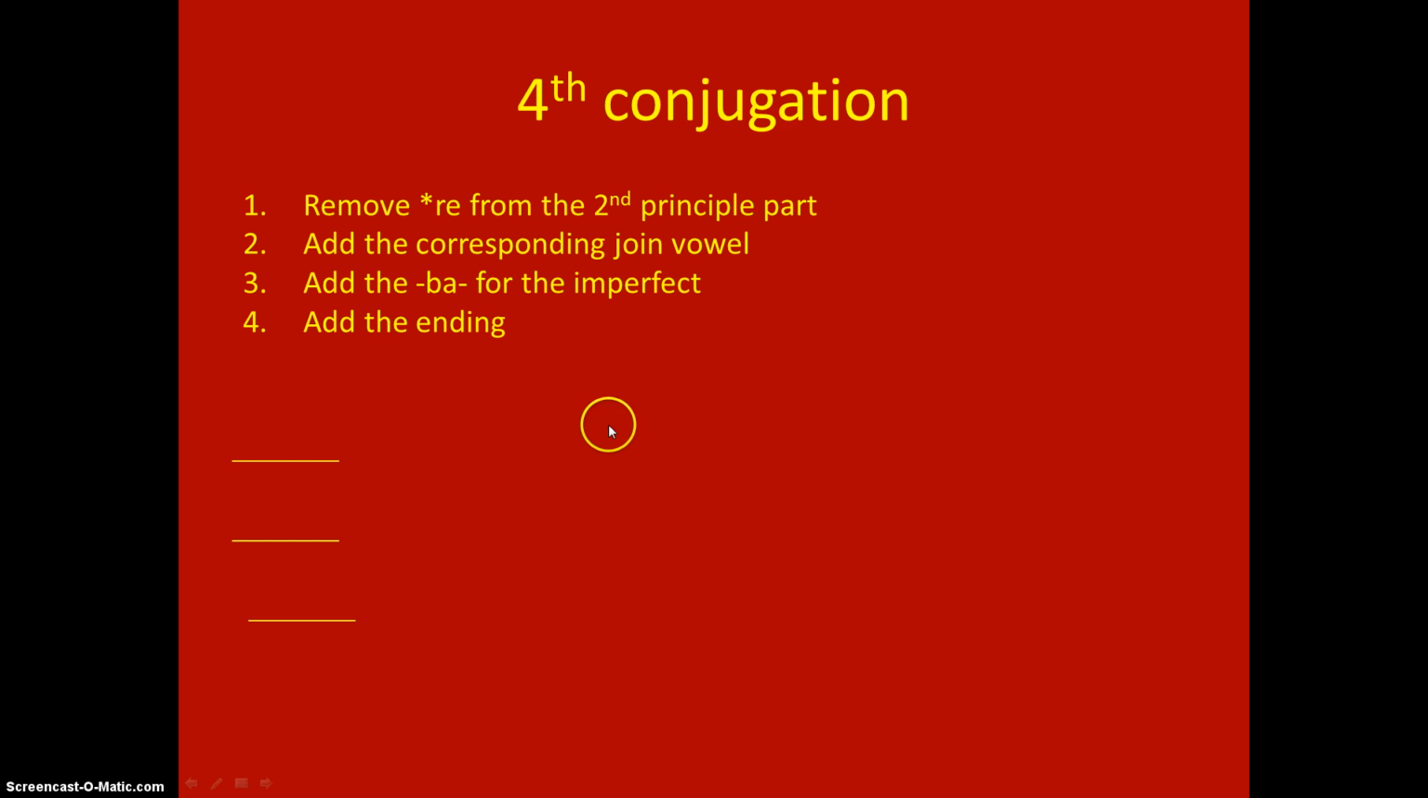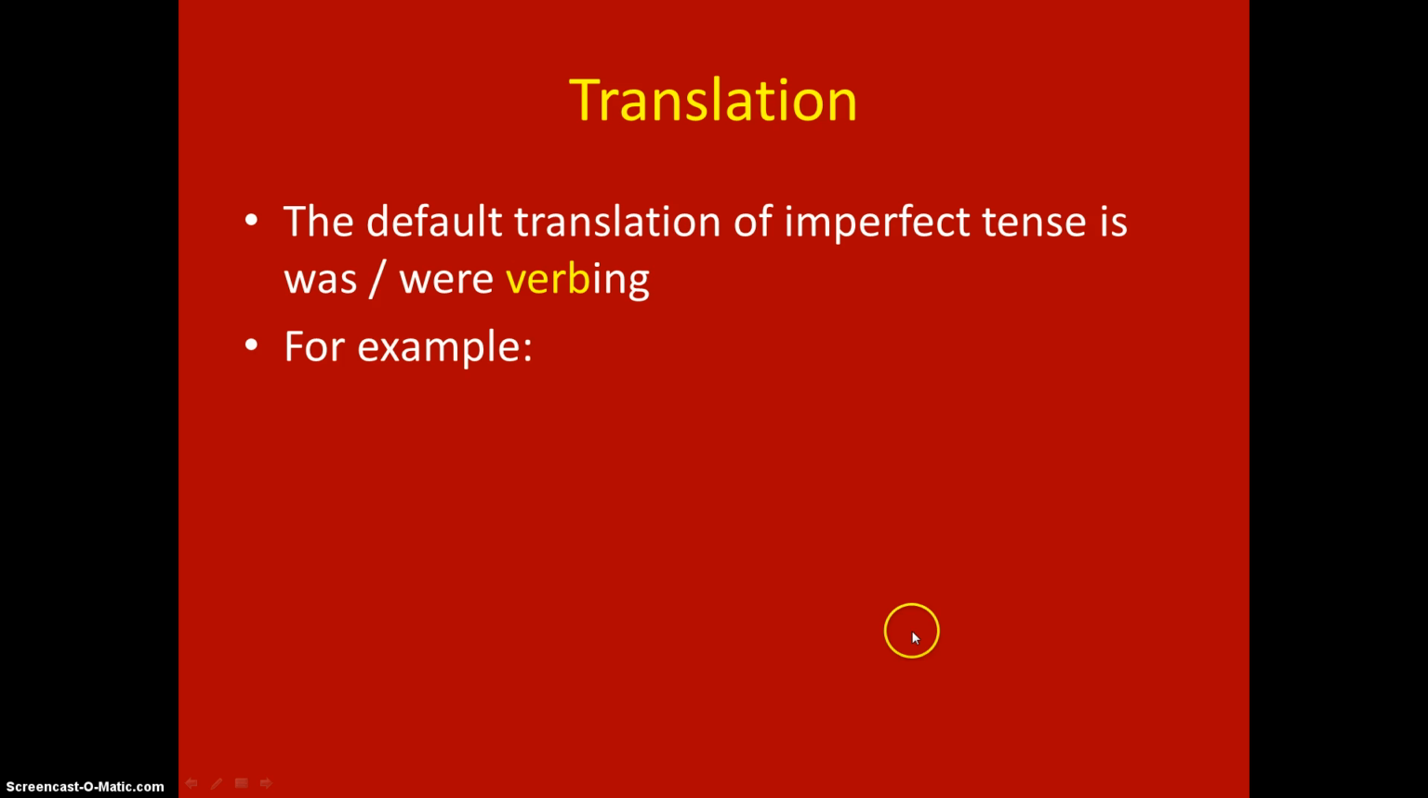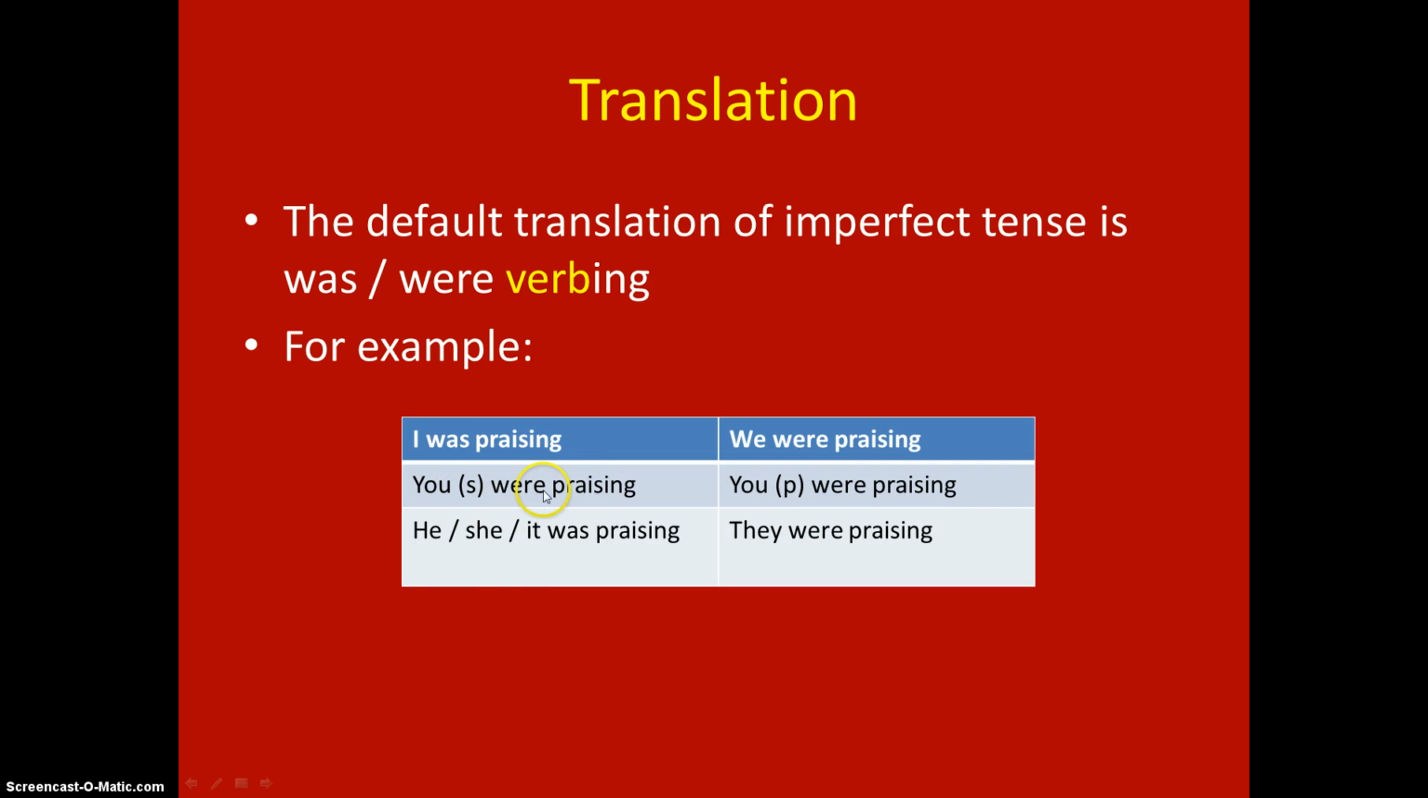And then fourth conjugation, same pattern. Minus the ire, plus the ie, plus the ba, plus the endings. So audiebam, audiebas, audiebat, audiebamus, audiebatis, and audiebant. Okay, so how do you translate the imperfect? You're going to translate it as was or were verbing. So again, if we do praise, it's going to be I was praising, you were praising, he, she, it was praising, we were praising, y'all were praising, they were praising. All right, so that's the present and the imperfect tense in Latin.